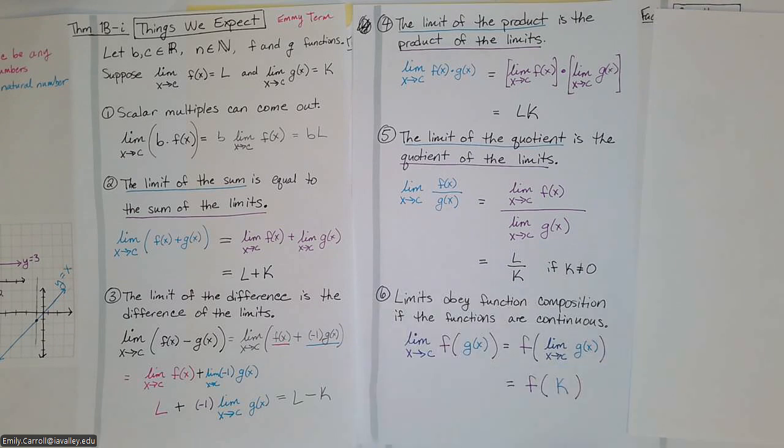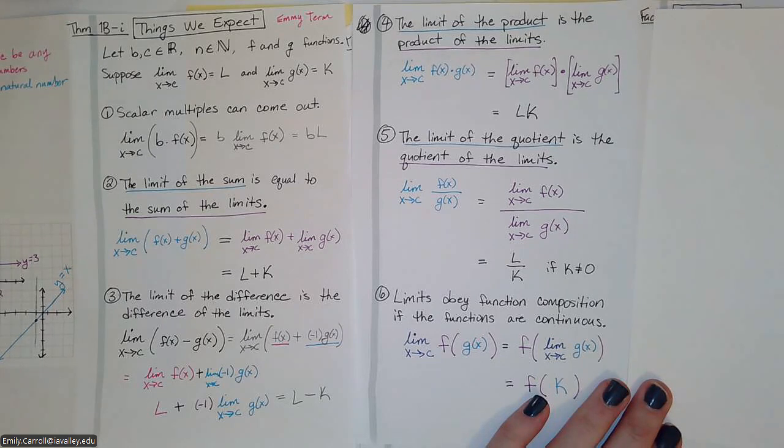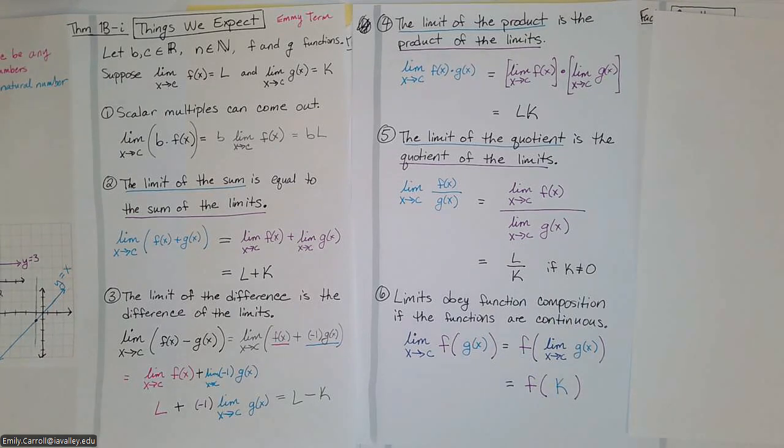And then the last one is that limits are going to obey function composition. This is a little tricky to look at, but once we get working with it, it'll start to make more sense. What this means is as long as your f and your g are continuous, a limit operator can swap inside of the function. So we know that when x goes to c, g of x is going to go to k. So then the limit of f of g will be f of k. We'll see an example where that happens later. And when we get there, it'll be like, oh yeah, of course.